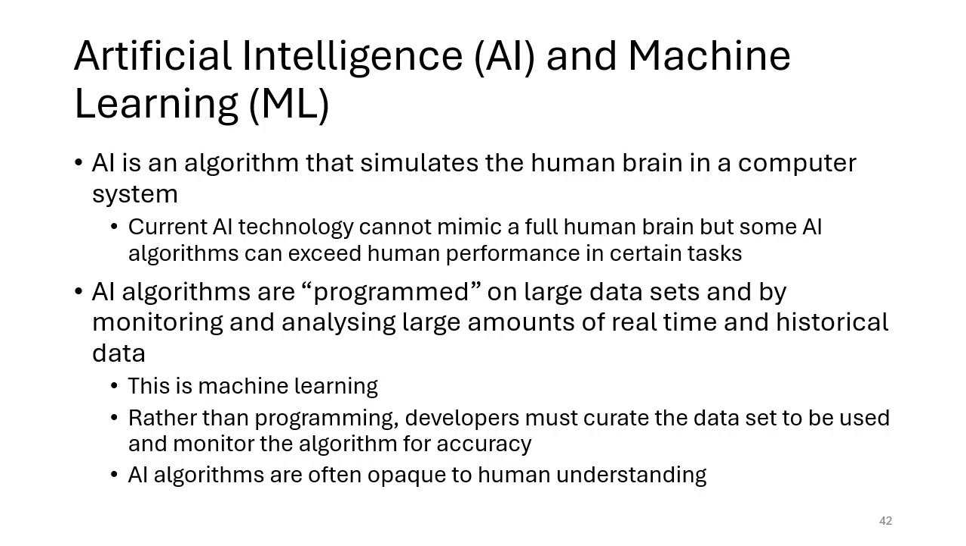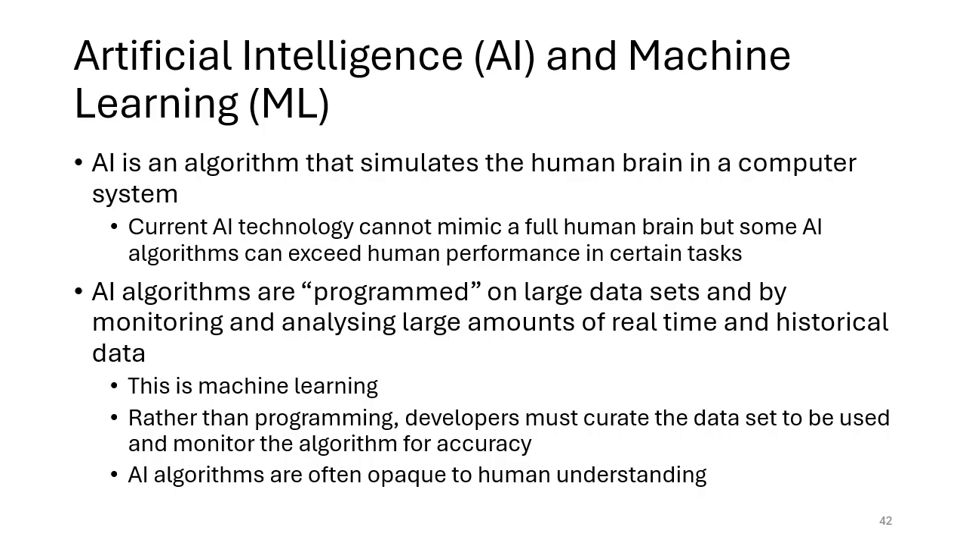What we typically do with AI algorithms is we do this machine learning, and this is also how LLMs are programmed as well. We take a large data set, and by monitoring and analyzing large amounts of real-time and historical data, we can come up with basic rules which we can use to build up that machine learning or that AI algorithm. So this is machine learning. And rather than programming, you have developers who curate a data set to be used, and then they have to monitor that algorithm for accuracy.